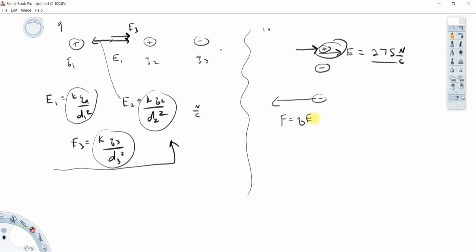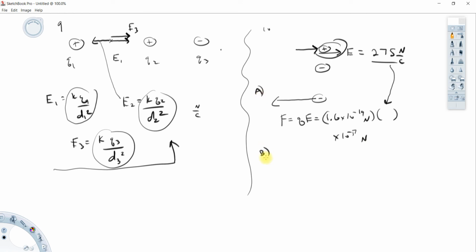Now, you can calculate this force from the charge of an electron, which is 1.6 times 10 to the minus 19th coulombs, times the electric field given in the problem. This is going to be a very, very small number, probably like times 10 to the minus 17th or so newtons. So that's part A.